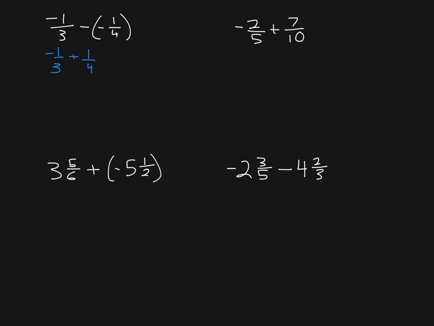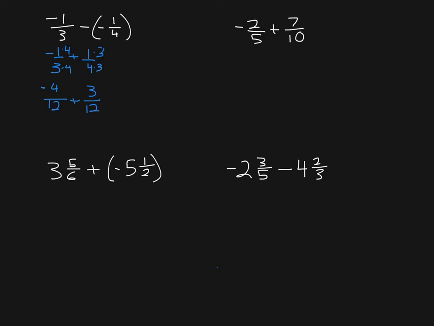Now, I know 3 and 4 both go into 12, so I can multiply this 3 by 4 and this negative 1 by 4. Remember, if I do it to the denominator, I also need to do it to the numerator. And I can do 4 times 3, that'll also give me 12, and 1 times 3. So now, my problem becomes negative 4 over 12, it's a negative, plus 3 over 12.